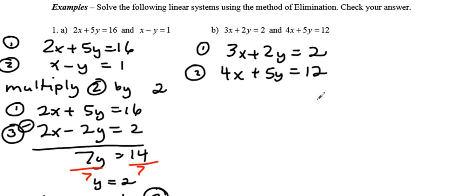You go ahead and pick the one that you want to do, but do pause the video, see if you can solve this one, and then come back.